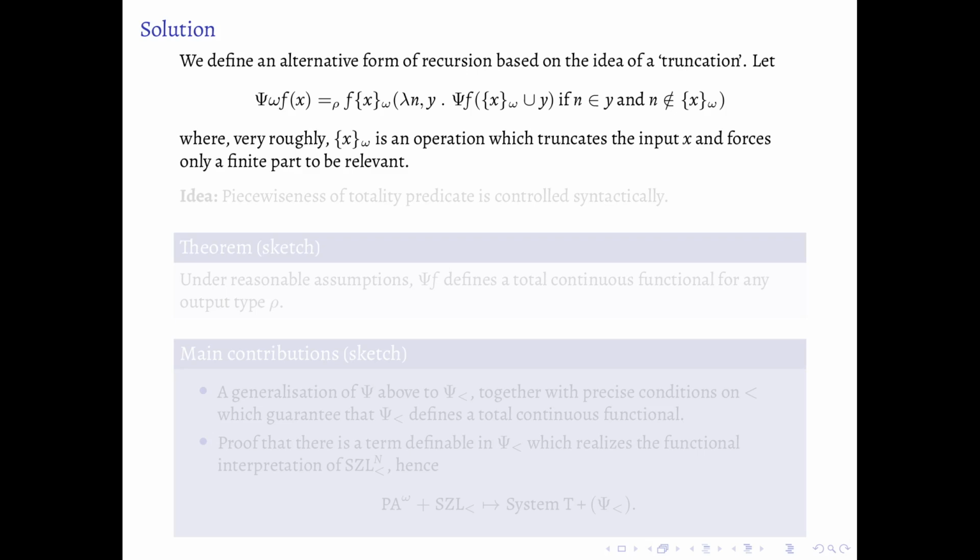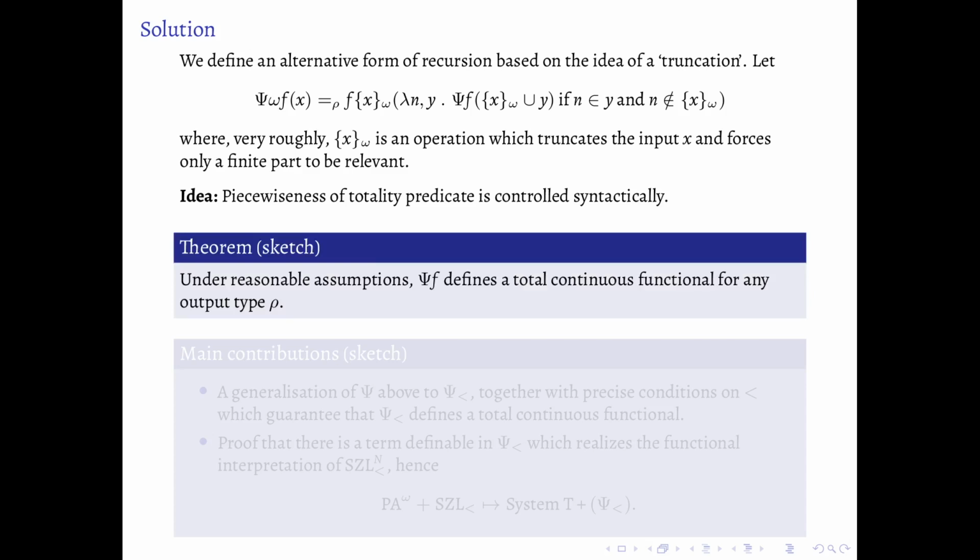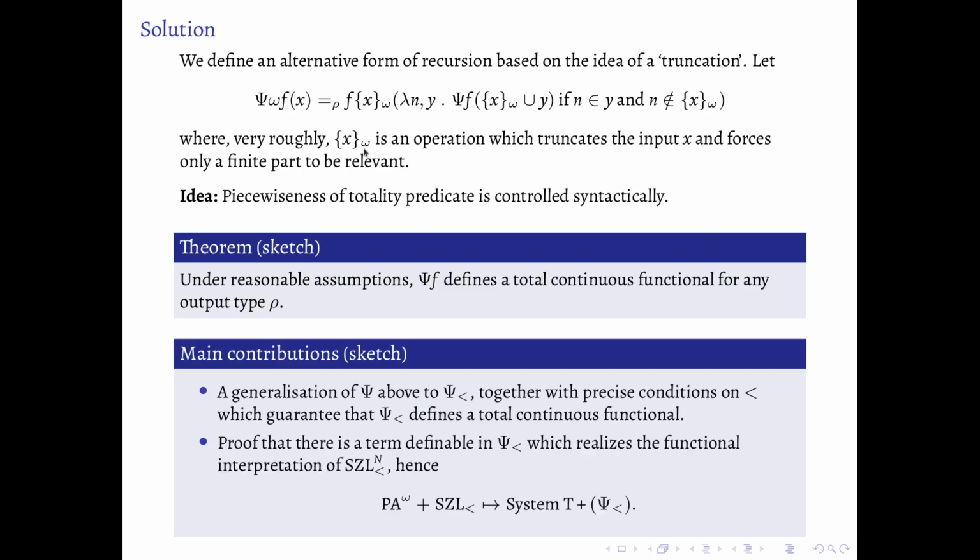And this takes care of piecewiseness of the totality predicate. So the idea is that piecewiseness of the totality predicate is now controlled syntactically, and with this more complicated form of recursion, I can now prove that we have totality for all output types, not just discrete output types. So under certain reasonable assumptions, this altered form of recursion with a truncation operation defines a total continuous functional for any output type. And with this in place, the main contributions to the paper are as follows.